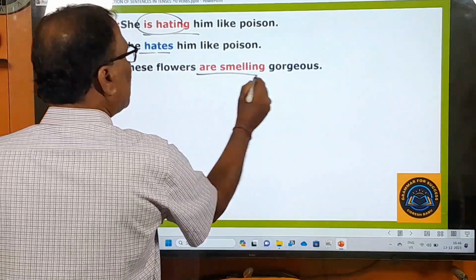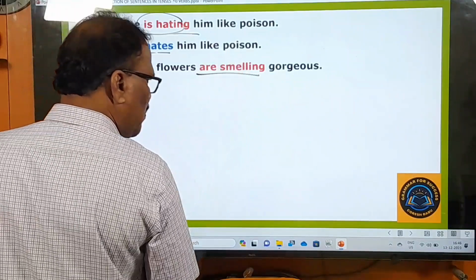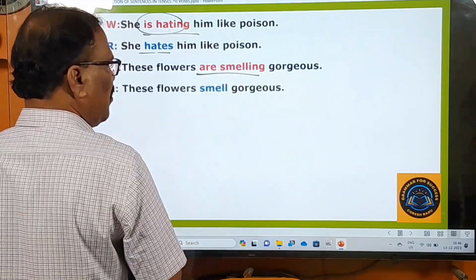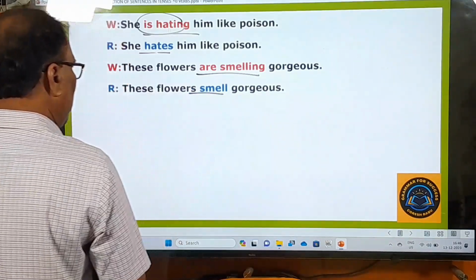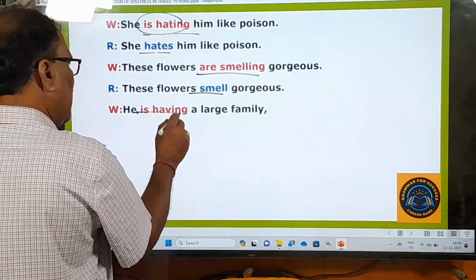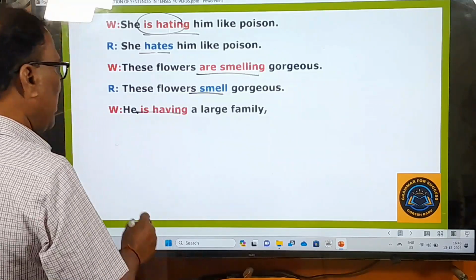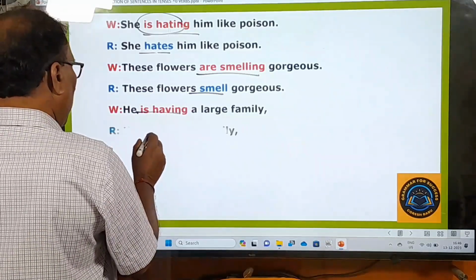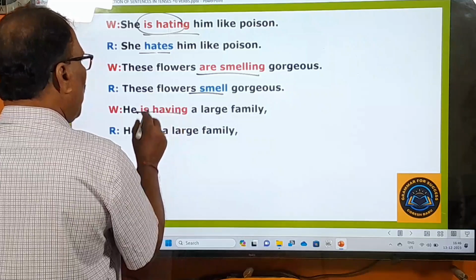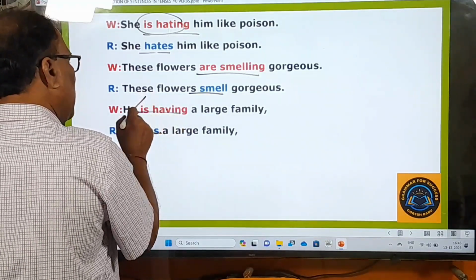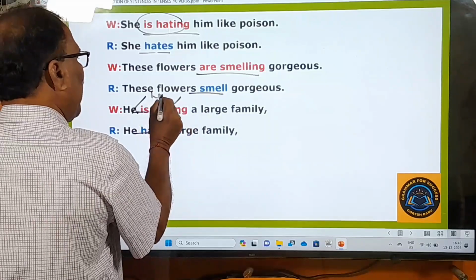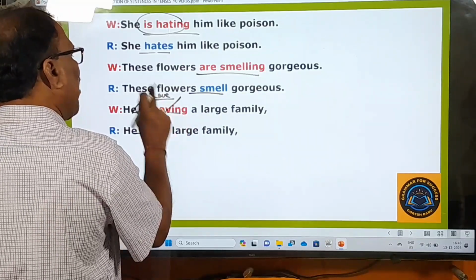These flowers are smelling gorgeous. Don't say are smelling. Smell is a verb that is not used in the continuous tense, and here these flowers smell gorgeous, right? Simple present tense. He's having a large family. Don't say he's having a large family. You have to say he has a large family. Present continuous features are am, is, or are plus ing form. So here is dropped, ing is dropped. What remains there? Only have remains.